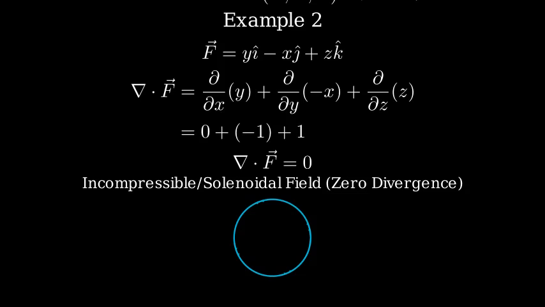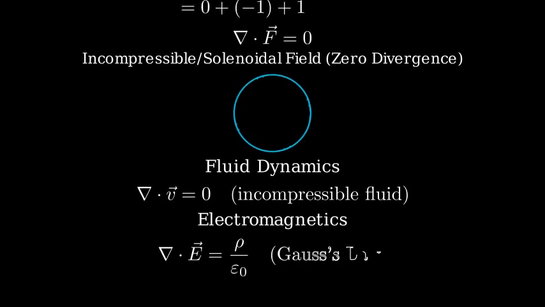Now that we've seen how to calculate divergence, let's discuss some physical interpretations and applications. In fluid dynamics, the divergence of the velocity field tells us about the compressibility of the fluid. Zero divergence means the fluid is incompressible, while non-zero divergence indicates expansion or compression. In electromagnetics, Maxwell's equations connect the divergence of electric and magnetic fields to charge and current distributions. The divergence of the electric field is proportional to the charge density, as stated by Gauss's law.